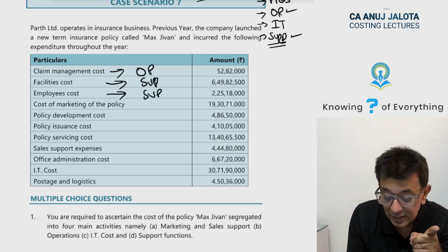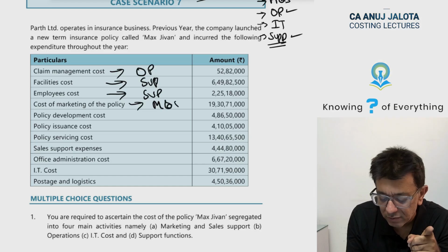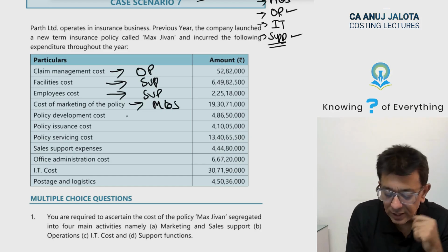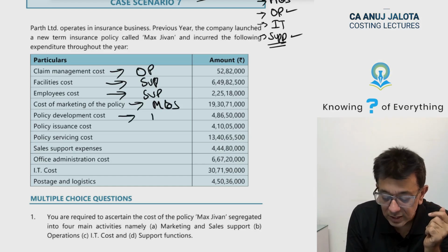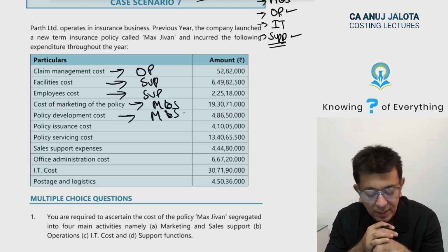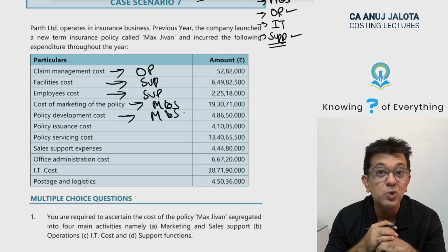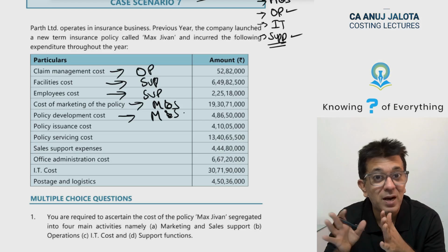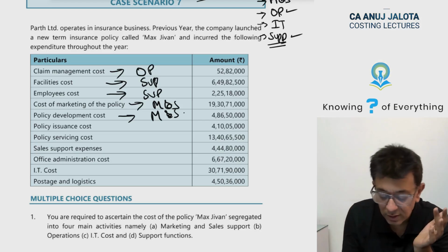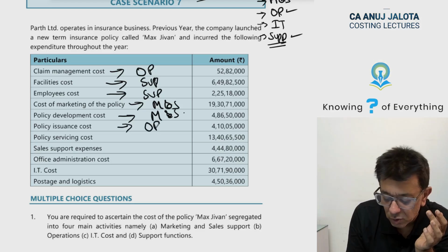Cost of marketing the policy, I told you this should be coming as part of marketing and sales. Policy development cost, I guess should again be marketing and sales only. Policy issuance cost, when will you issue the policy? When marketing and sales and everything is over, okay. So therefore this is going to be part of your operations.